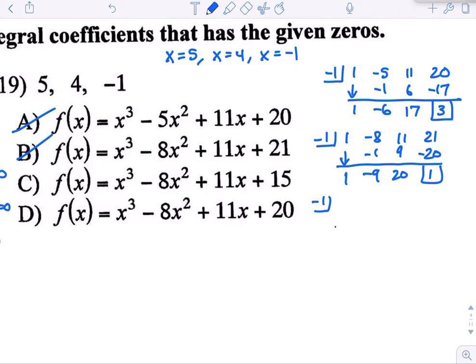So for C, we get coefficients of 1, negative 8, 11, and 15. Well, I already know this one's not going to work because these had the same first 3 coefficients, but then, right, 21 didn't work because it was going to give us negative 20. So that means it's going to be not that one, but D. Now, that's if you guys just want to guess and check all that stuff.